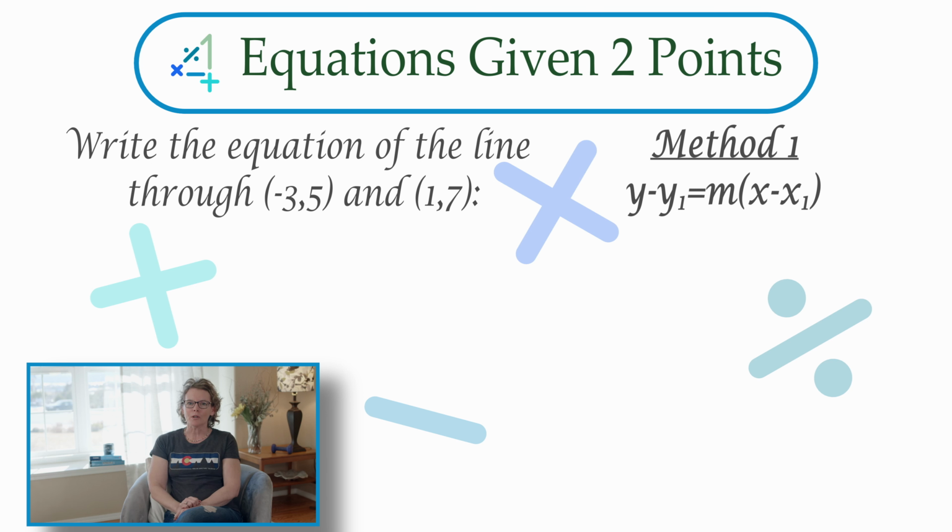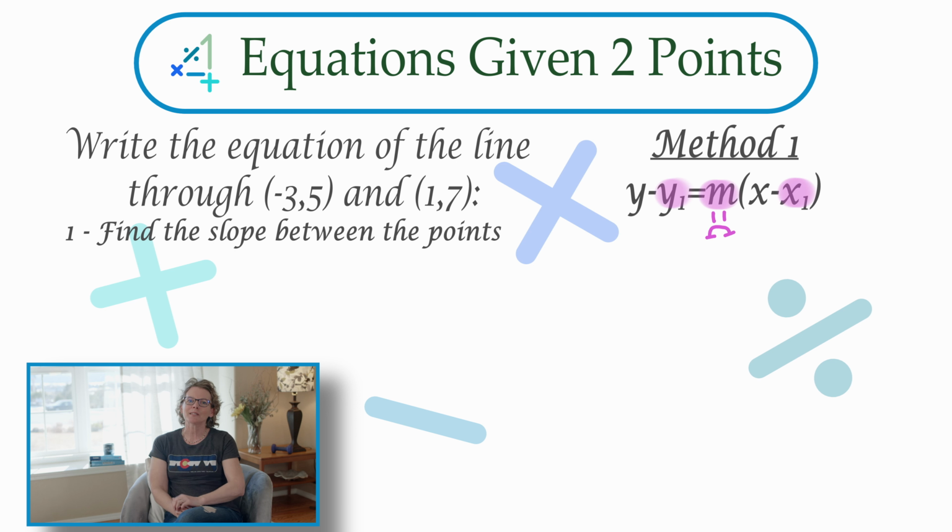Method 1, we will use point-slope to get there. For that, we need a point. Well, I've got 2 of those. And a slope. Wah, wah, wah. Got nothing there. But wait, all hope is not lost. I can find the slope of these points and use that.